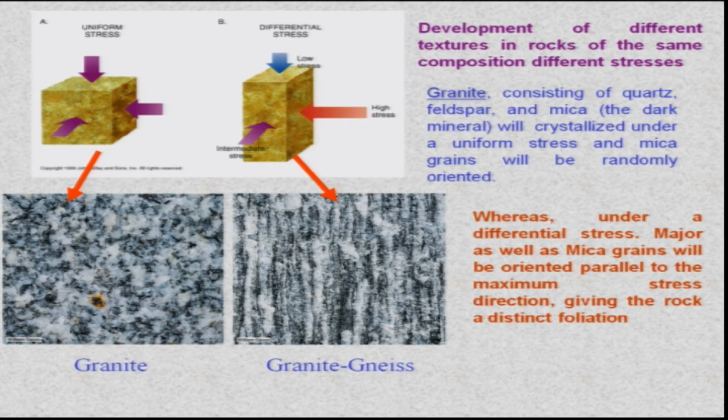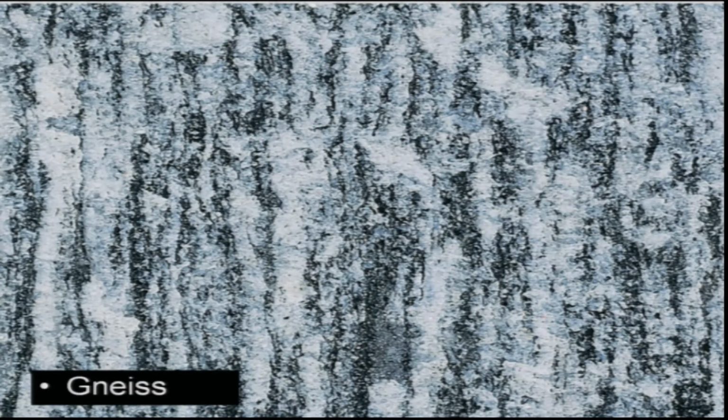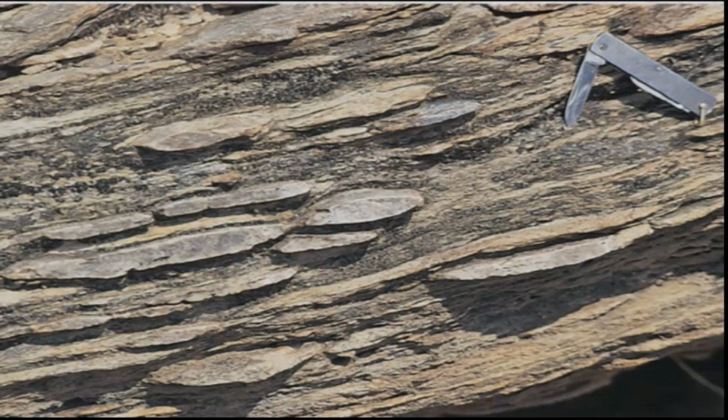So under a differential stress, the major minerals as well as the mica grains, the major being quartz and so on, will be oriented parallel to the maximum stress direction, giving rise to a distinct feature. So here you will find that a preferred orientation has been seen. This is an example of granite, whereas this is an example of gneiss, and they are subjected to differential stress.